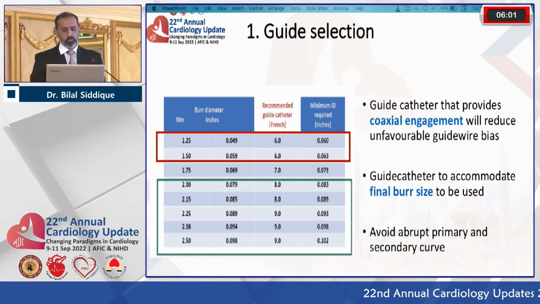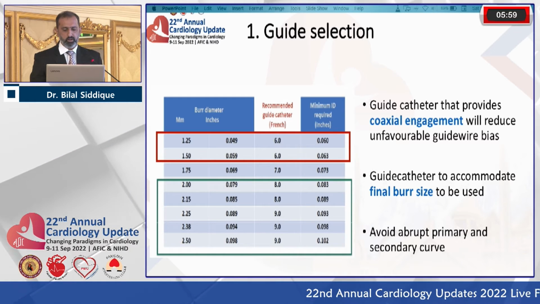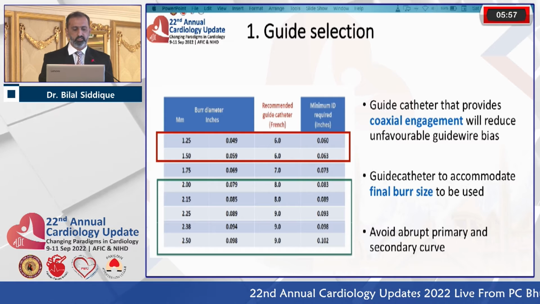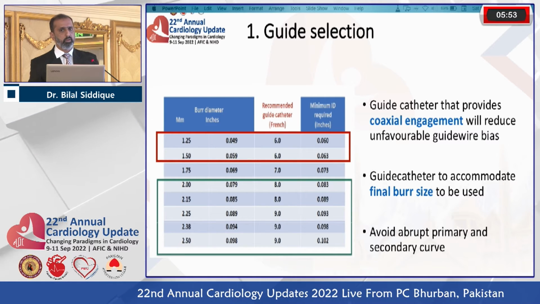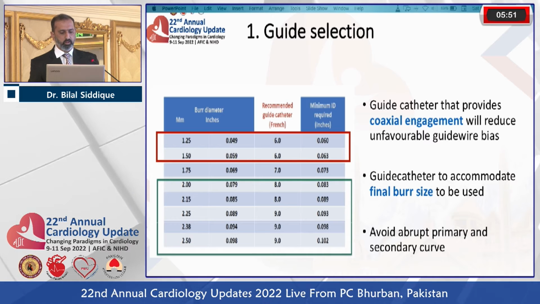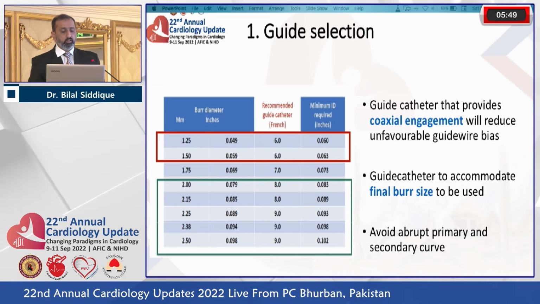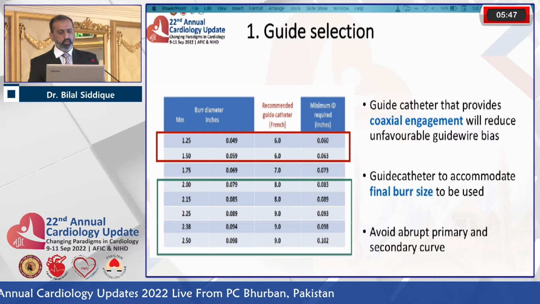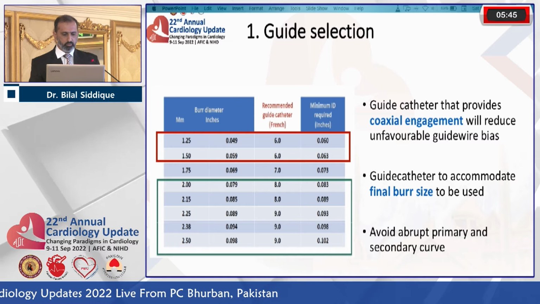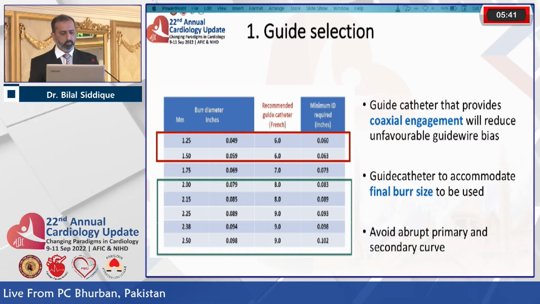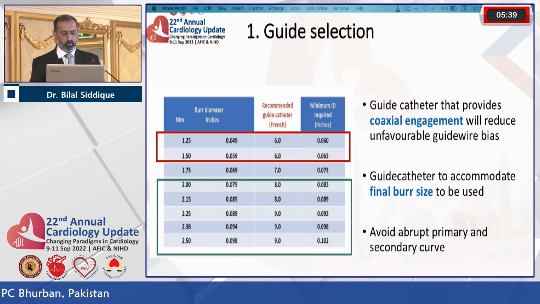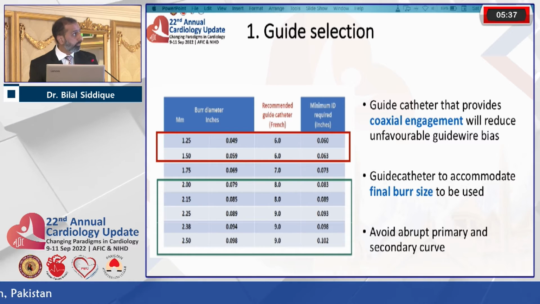Remember, when rotablation is not performed upfront and as a bailout strategy, a 6 French guide can easily do all the jobs. But if a complication occurs during the process, it will be very difficult to handle. Guide catheters that provide coaxial engagement will reduce unfavorable guide wire bias. Guide catheters to accommodate final burr size should be used, and avoid abrupt primary and secondary curves.